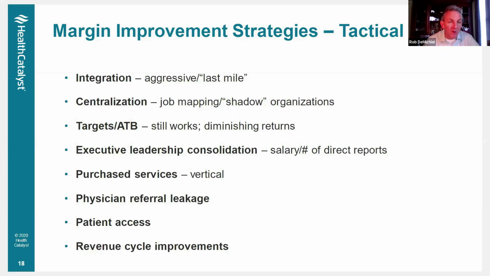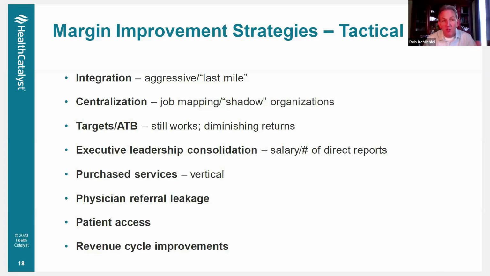Something that we've done in the past is what I'll call executive leadership consolidation. And this is where we were taking the actual salary of different executives and dividing it by the number of direct reports. And you get what I'll call kind of a cost of leadership, the cost of the number of people that are being engaged or led by that particular executive. And that can lead to some interesting analytics and discussion around whether or not your organization has become top heavy.